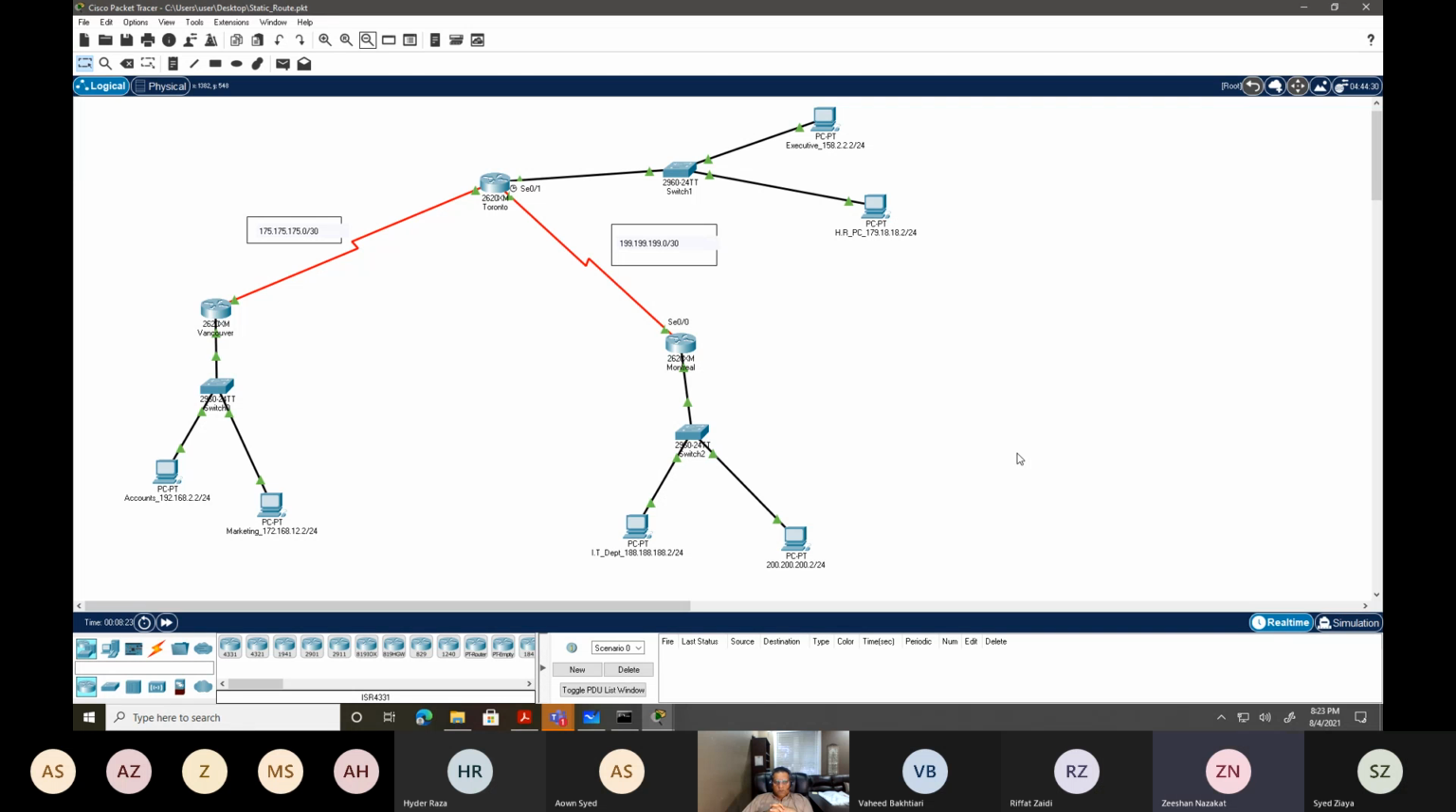I got two, I got three, I got one. So one should be between Toronto and Vancouver, one should be between Montreal and Toronto, and then one, two, three. Because every interface should be like having a route.